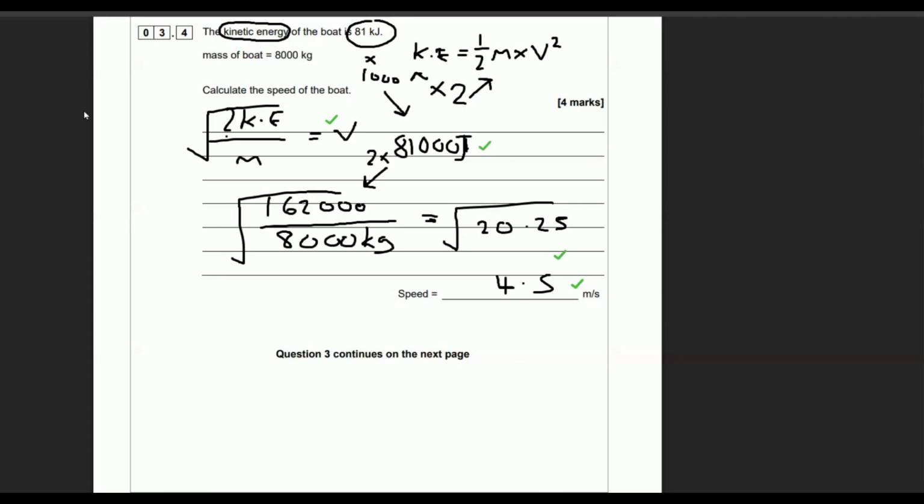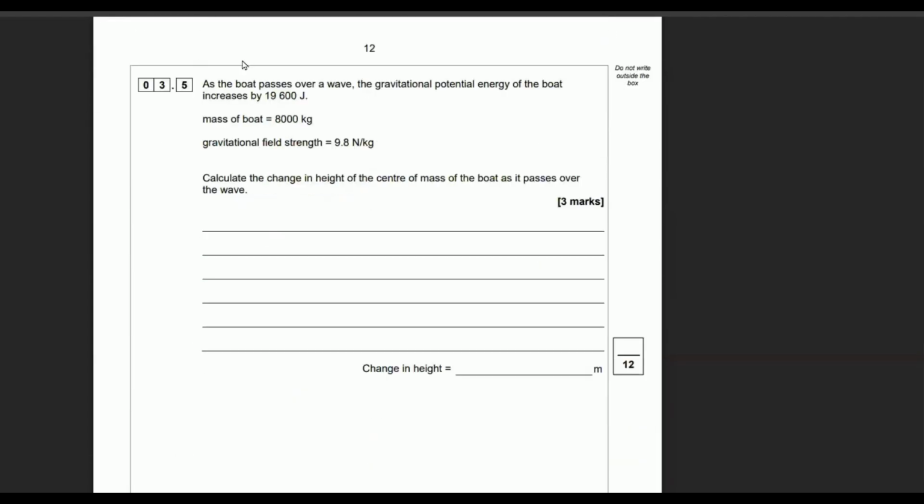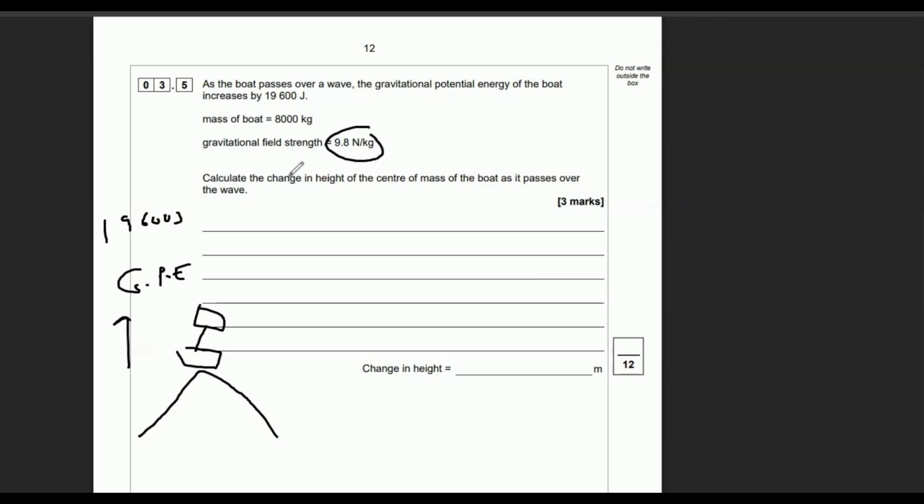Okay, get to the last bit. As the boat passes over a wave, the gravitational potential energy of the boat increases by 19,600. So essentially what they're saying is our boat has gone up a wave like that. So there it is on the wave. It's increased its GPE by 19,600 joules. The mass of the boat is still 8,000. We've been given the gravitational field strength. Calculate the change in the height of the center of the mass of the boat as it passes over the wave.